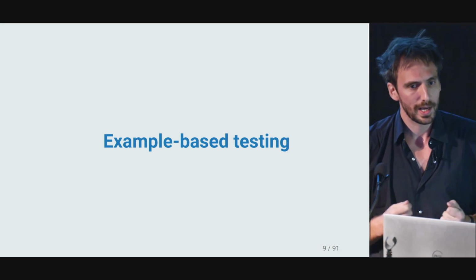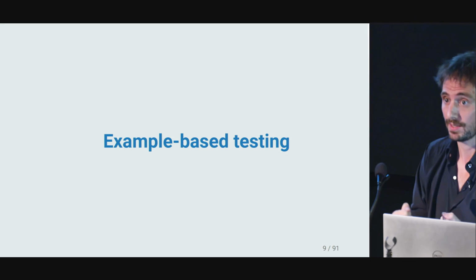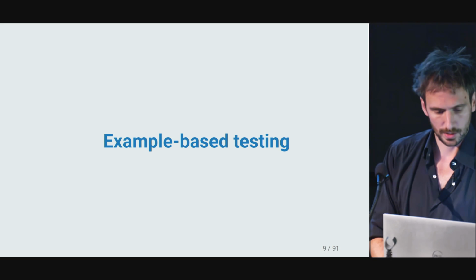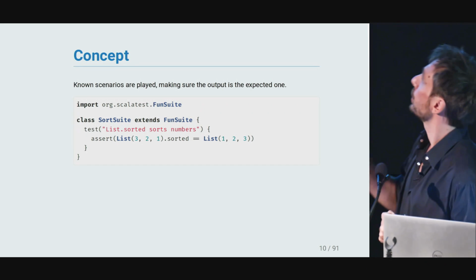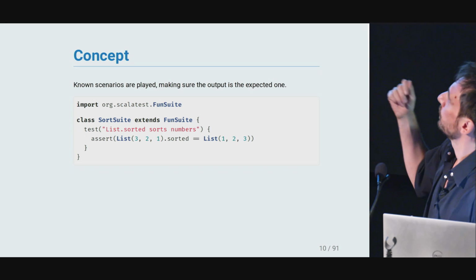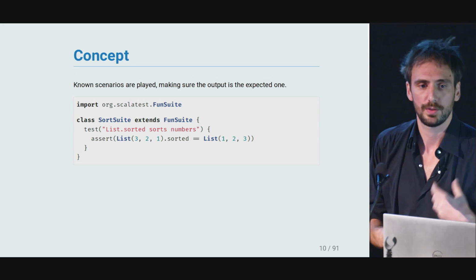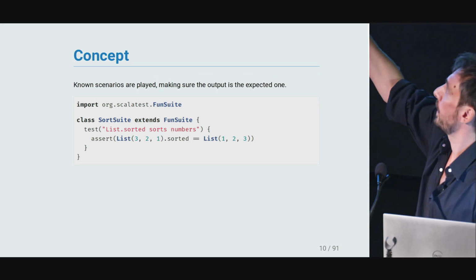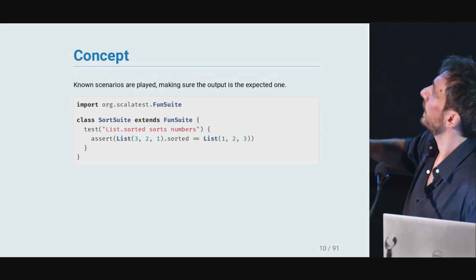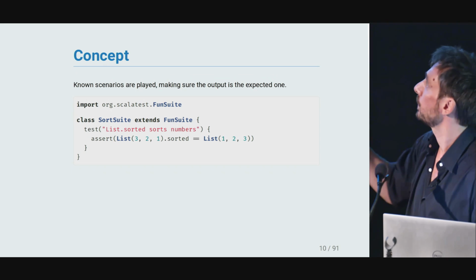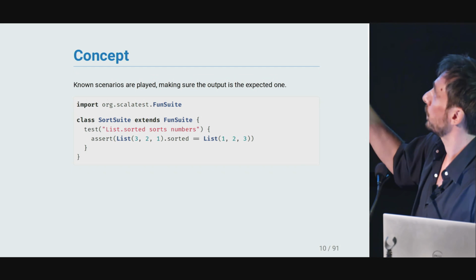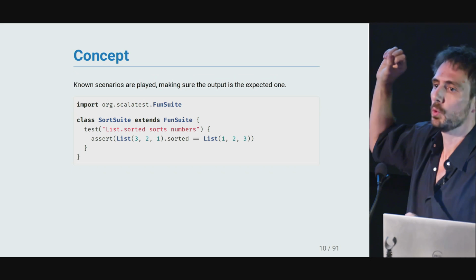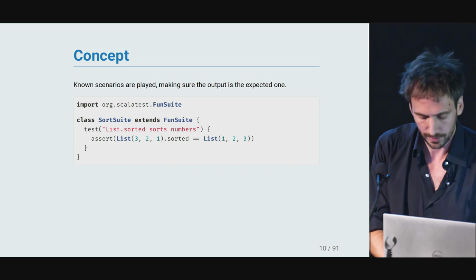The most traditional way people have of testing software is to do what we call example-based testing, which you are going to find I don't like much. The concept is pretty simple. You have a known scenario, you play it under your system under test, and you make sure that the output is exactly what you'd expect. So the most trivial example I could think of is testing whether list sorting works. You take a list that's 3, 2, 1, you sort it, and you make sure the output is 1, 2, 3. So that's example-based testing. That's what most people do or have had to do at some point in their lives.